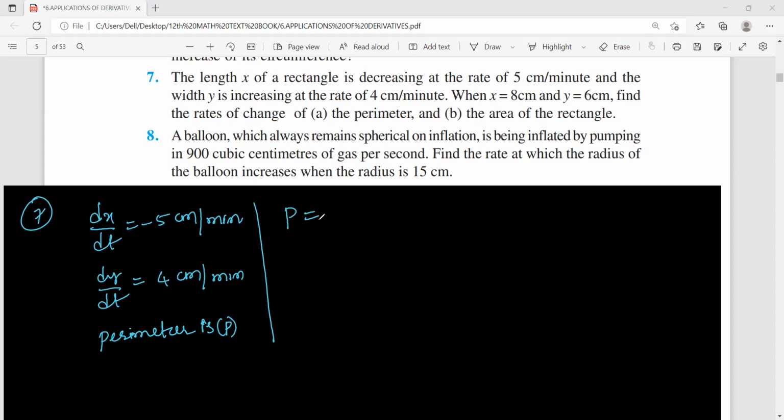What is the perimeter? 2 into brackets x plus y. So he's asking dp by dt. dp by dt is what? Twice into dx by dt plus dy by dt.